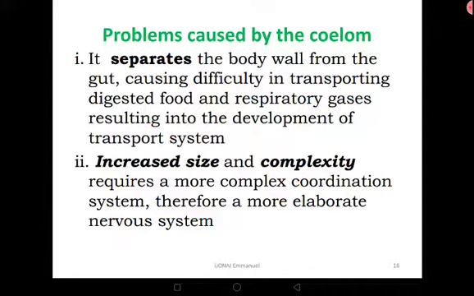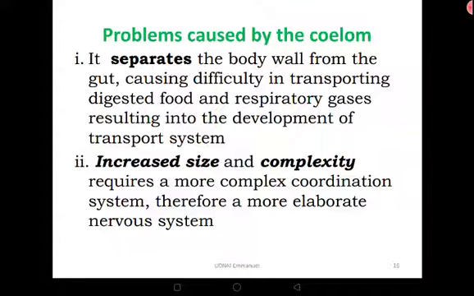Yes. And then, what are the problems caused by the coelom? The existence of that coelom there is not absolutely good. There are also other challenges that it causes. One, it separates the body wall from the gut, causing difficulty in transporting digested food and respiratory gases, resulting in the development of the transport system.